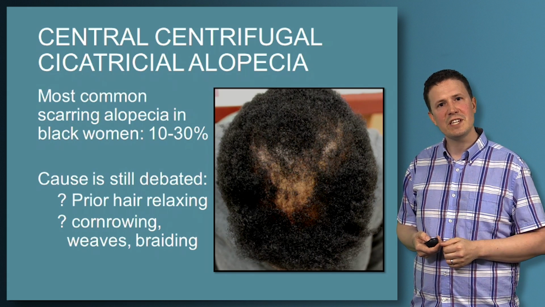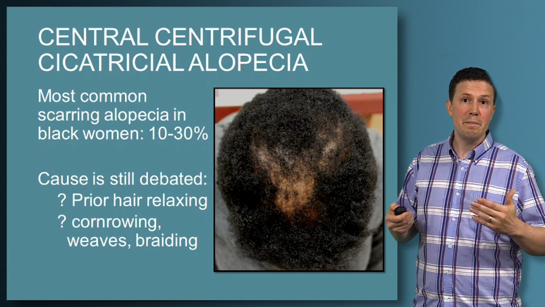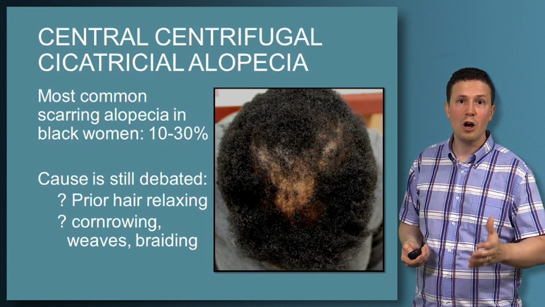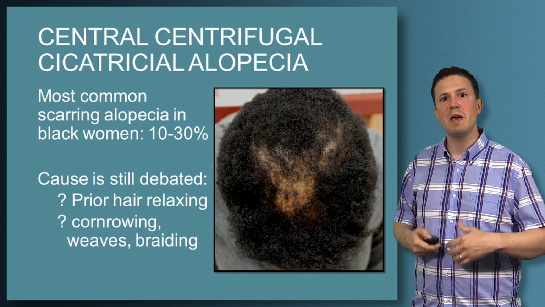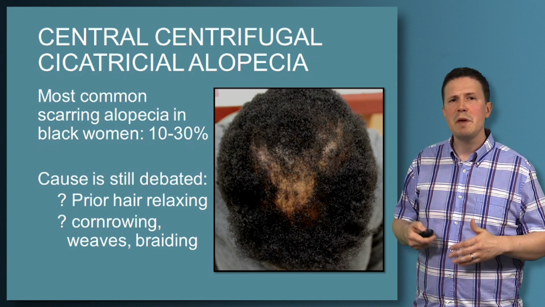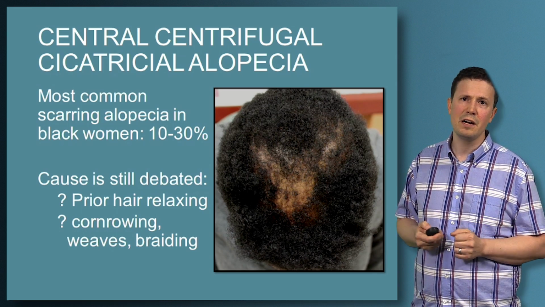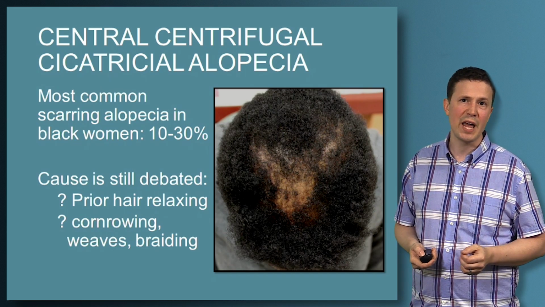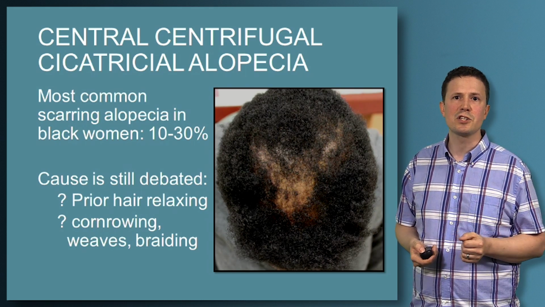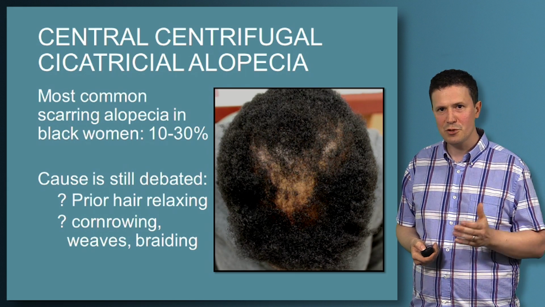We don't fully understand the cause of CCCA. We believe that there may be many things that cause trauma to the hair follicle that lead to CCCA. This may be prior relaxing. It may be cornrowing, weaves, or braiding of hair, especially at young ages, which sets the scalp up for this inflammatory reaction that then leads to the scarring process, which then leads to CCCA. This remains debated.